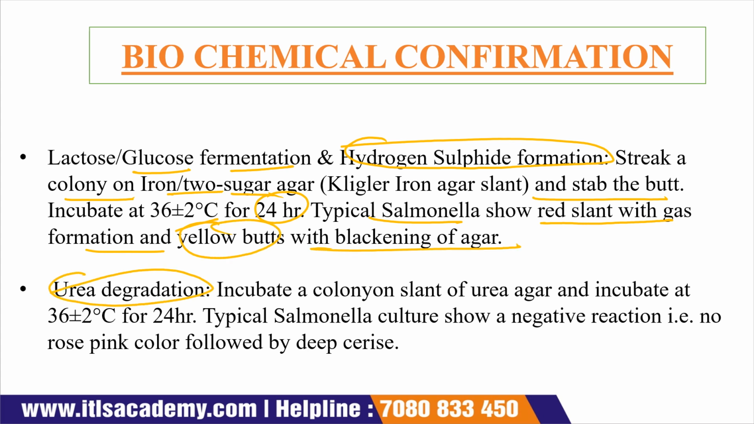Next is your urea degradation. In that case you have to inoculate that colony on a slant of urea agar and then incubate it for 24 hours at 36 degrees Celsius. If there are Salmonella colonies, then it will show a negative reaction, that is no rose pink color.